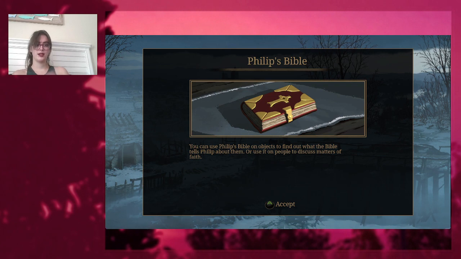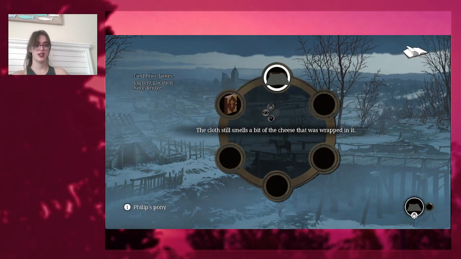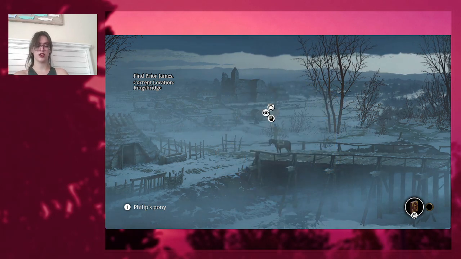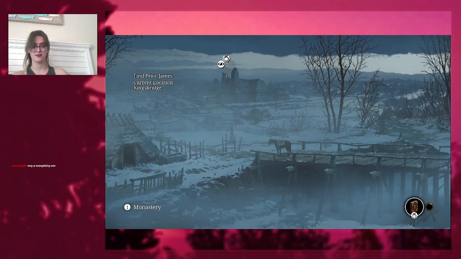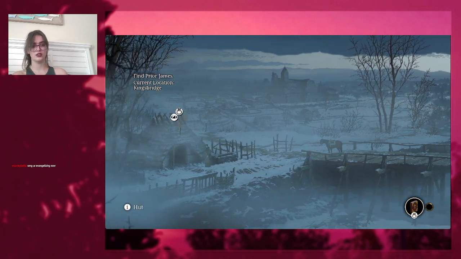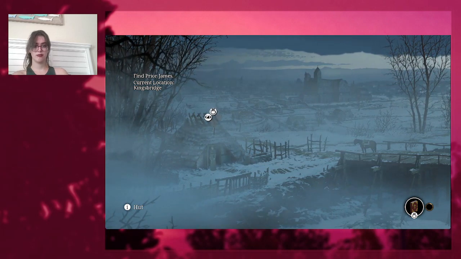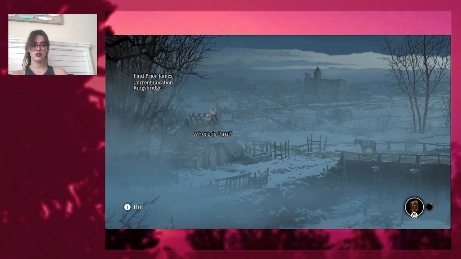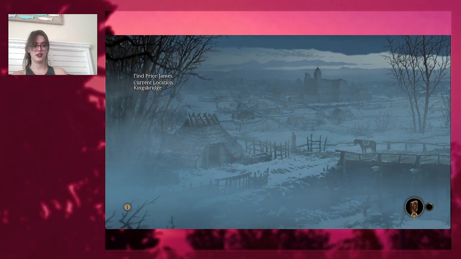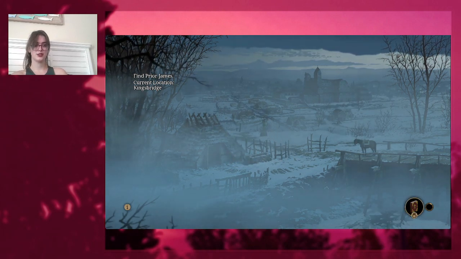Philip's Bible. Use it on objects to find out what the Bible tells Philip about them, or use it on people to discuss matters of faith. Fantastic. Okay. I don't want the Word of God to stay in my slot. Now, I feel like we should go down, but usually Brother Paul sits there. Okay. So we need to go down to the village. We need to go see what's up.